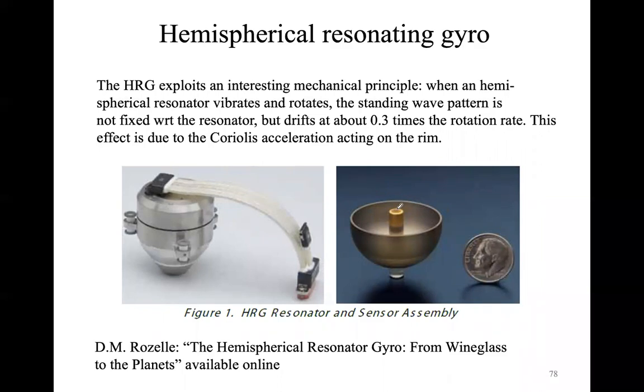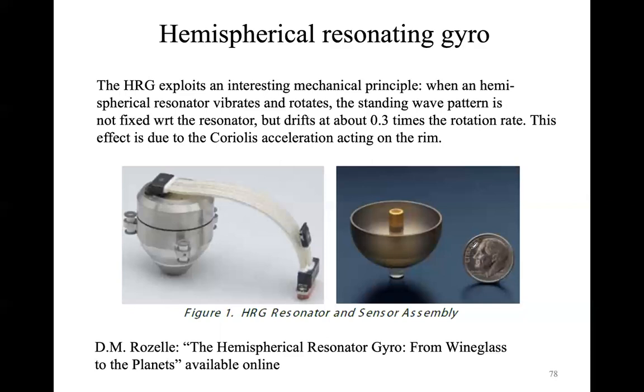The main advantages of these hemispherical resonating gyroscopes, which in the last 20 years have been the main gyroscopes used in space, are that they are small, as you can see here, basically the size of a coin. They have low noise, which is one of the other main properties that we're going to see also tomorrow, because we're going to model the errors of the gyroscope, and they have high performance.